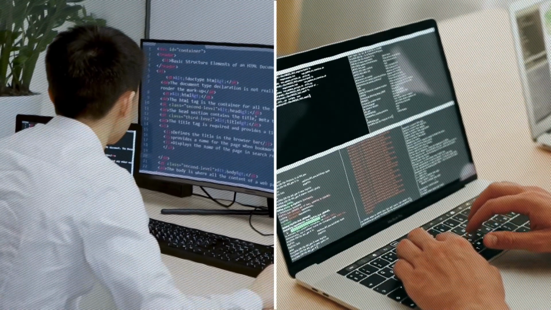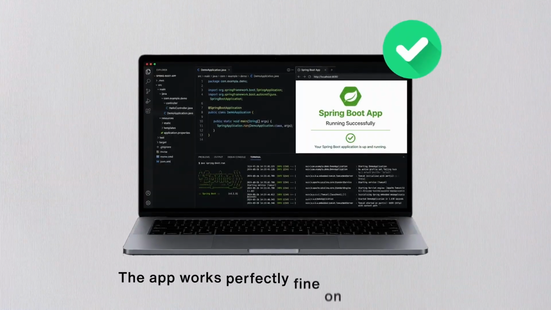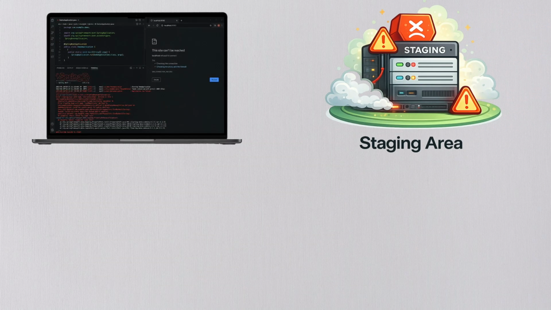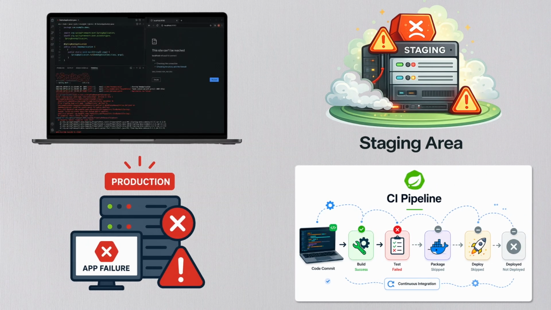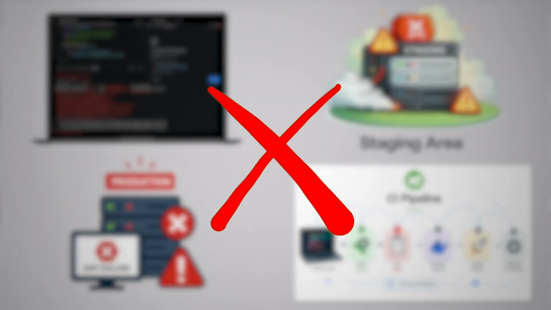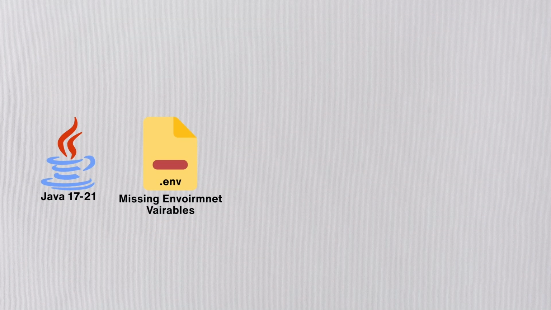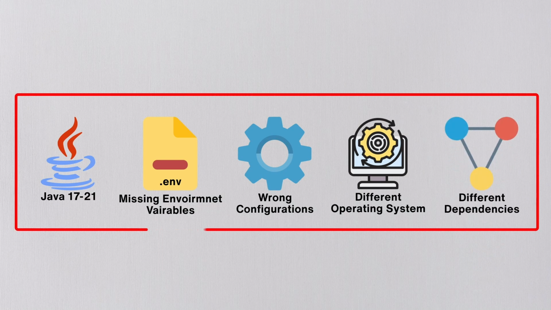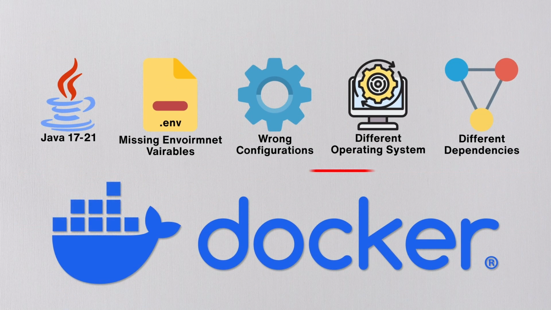As developers, we have all been there. The app works perfectly fine on our machine. Then we move it to another laptop, a staging server, a CI pipeline, or production. And suddenly something breaks. Different Java version, missing environment variable, wrong configuration, different operating system, maybe some different dependencies. This is exactly the problem Docker helps us solve.